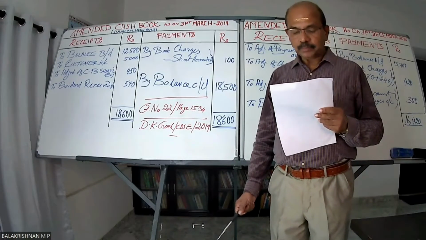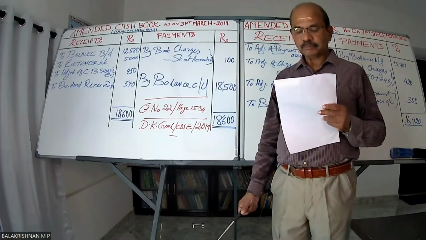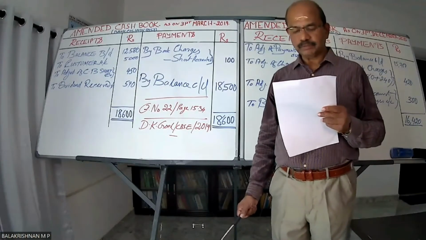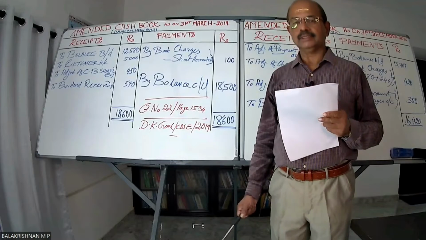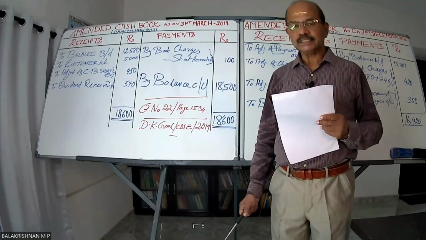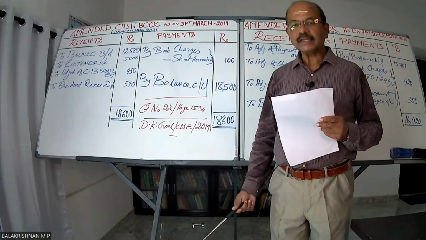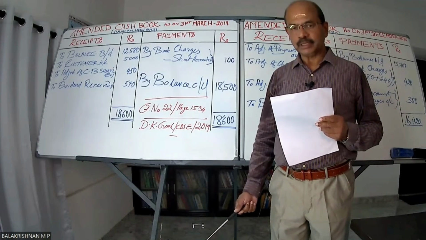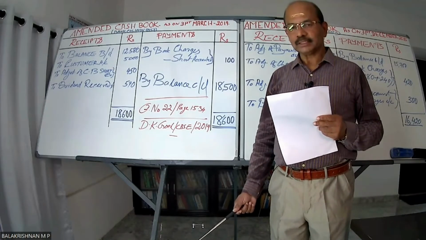Checks amounting to rupees 18,000 were drawn on 25th March. Office checks of rupees 4,000 were cashed before 31st March. This is a question of checks issued, not presented. It directly qualifies in the BRS only. This amended cash book has got nothing to do with it.